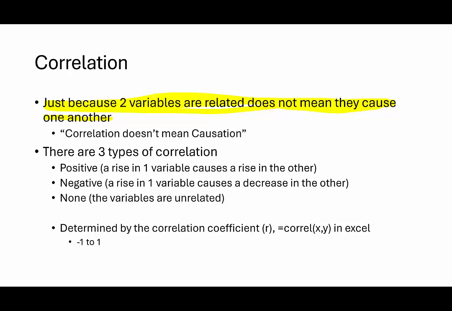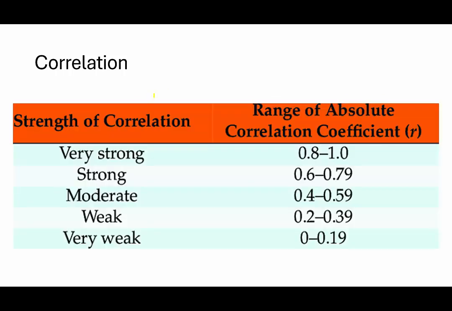In Excel, we use the code equals CORREL. You select your X column, comma, select your Y column, close the parenthesis, and it will give you a number between -1 and 1. If you have a strong correlation, that number will be between 0.8 and 1. Positive if it's positive, negative if it's negative.